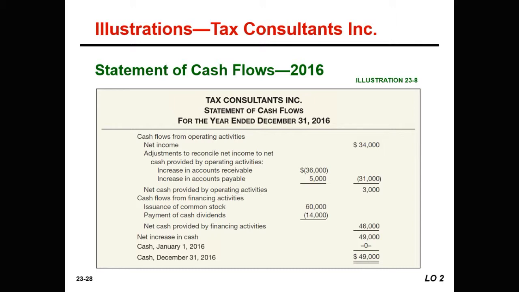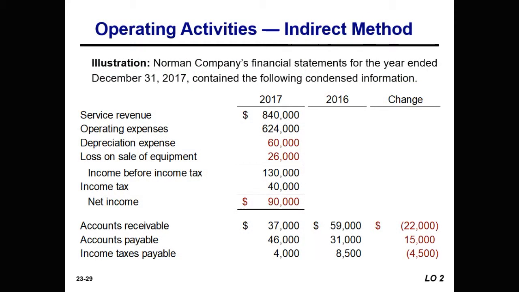Here we have the finished illustration of the statement of cash flows for 2016 for Tax Consultants Incorporated. Here we have a little bit more of a complicated company. It's Norman Company, and their financial statements for the year ending December 31st, 2017 have all of this information. They show us 2017, they show us 2016, and what the appropriate changes are for accounts receivable, accounts payable, and income taxes payable, as well as the income statement data for 2017.